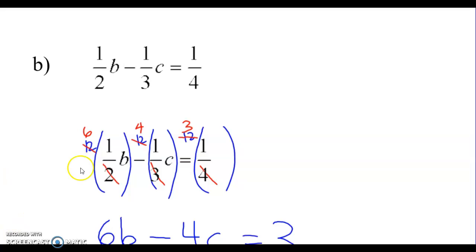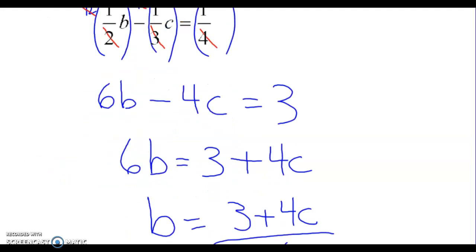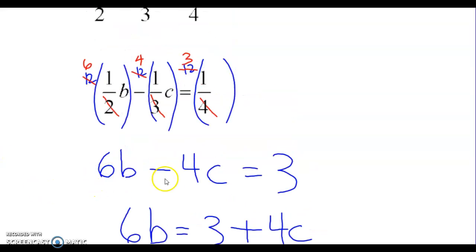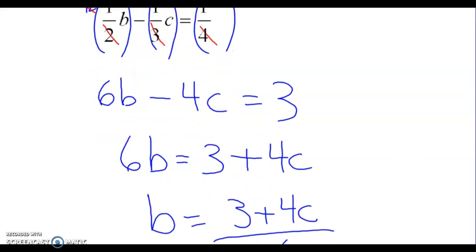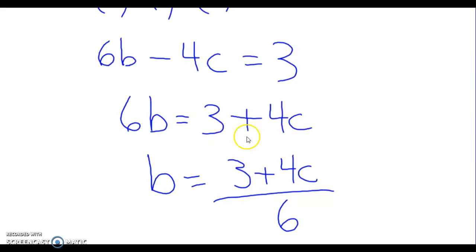So when I multiply 1/2 b by 12, the 2 and the 12 reduce, and I'm left with 6 times 1b. When I multiply 1/3 by 12, the 3 and the 12 reduce, and I'm left with 4 times c. And finally, 1/4 times 12, the 4 and the 12 reduce, and I'm left with 3. So here we have 6b minus 4c equals 3. Remember, we are trying to isolate for b, so I'm going to take this negative 4c, move it to the right-hand side. I have 6b equals 3 plus 4c. Divide both sides by 6.